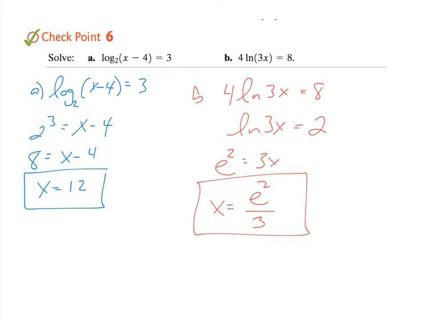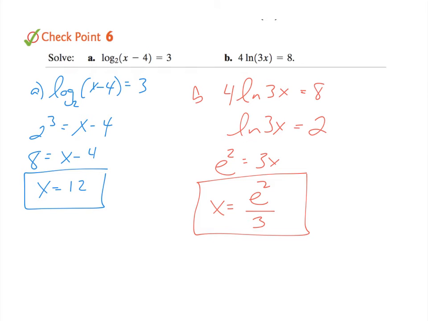Okay, so just like the last problem, we start with log base 2 of x minus 4 is equal to 3, and we convert that into its exponential form, or 2 cubed is equal to x minus 4. And then doing some very simple algebra, we're able to ascertain that x is equal to 12.